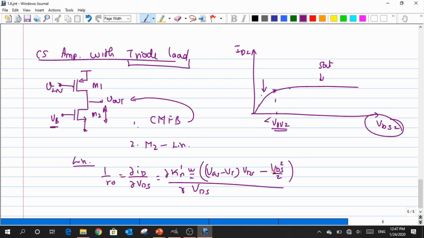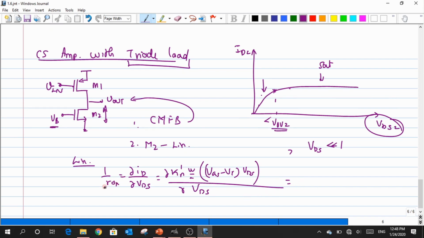Now I also consider that the value of VDS is so small. In that case, I can neglect this particular VDS square. So let us assume that my VDS value is much smaller than 1. So I can neglect this quantity, and now I just want to make a derivative of it. So what is my R on?